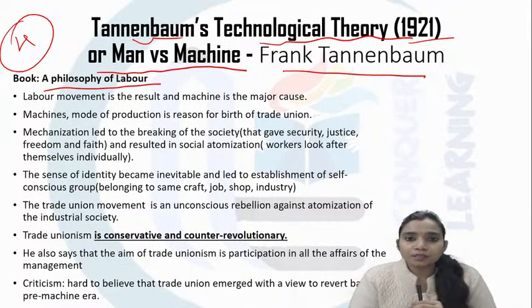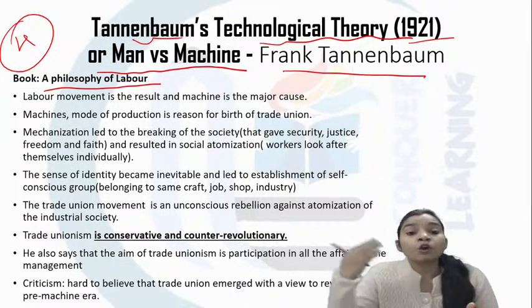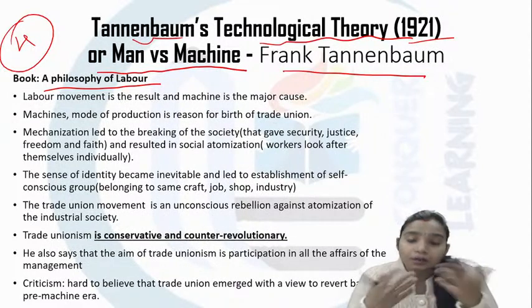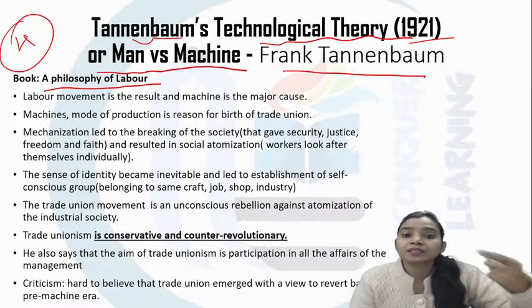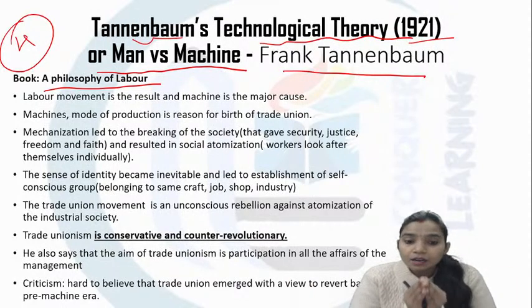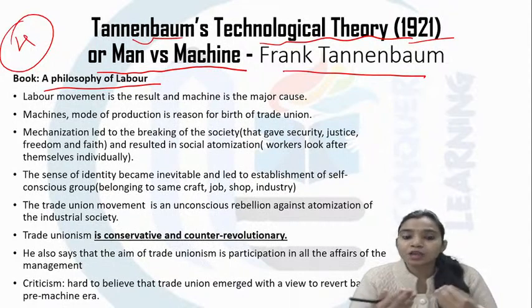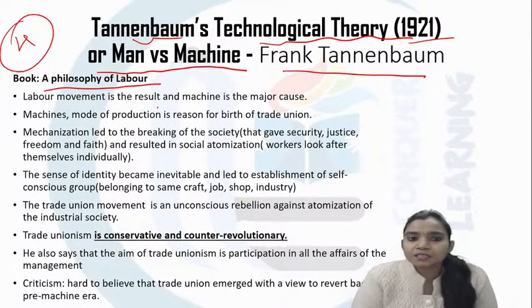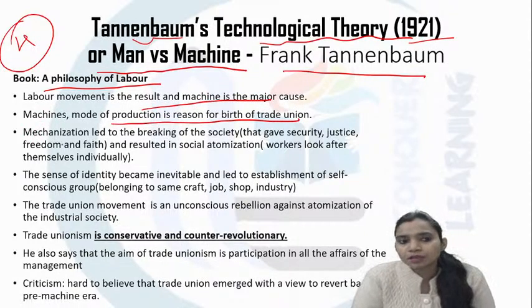According to him, one important thing is that trade union is an unconscious rebellion. That is, they don't consciously go and form unions or associations. They are doing an unconscious rebellion against automation or mechanization. They realize somewhere that their jobs are no longer secure because machines are replacing them. As a result, in their unconscious rebellion, they come together and start forming the trade union. So that is Tannenbaum's technological theory. Labor movement is the result and machine is the major cause. The machine's mode of production is the reason for the birth of trade unions. Mechanization led to the breaking of the society. This is what I explained to you.